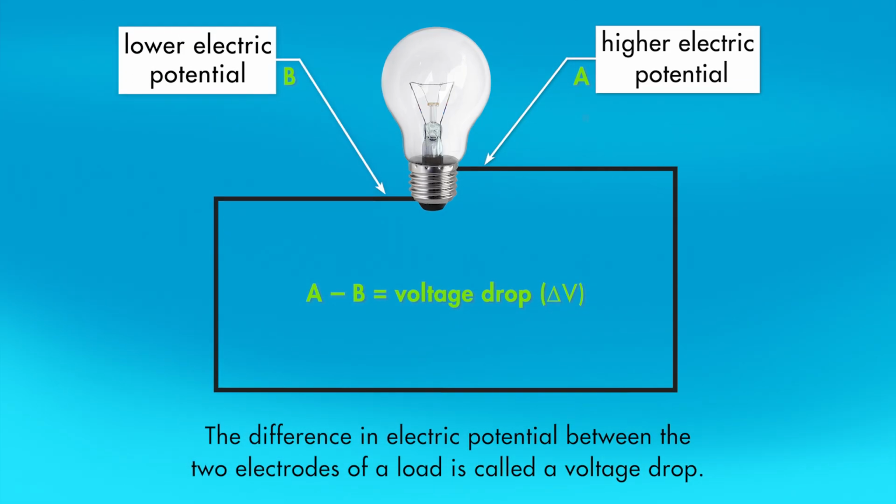The difference, or drop in electric potential between the two electrodes of a load, is called a voltage drop. In a simple DC circuit, the voltage drop between the two electrodes of the load will be the same as the voltage drop of the power supply. This value, measured in volts, is the same as the EMF being applied to the circuit.